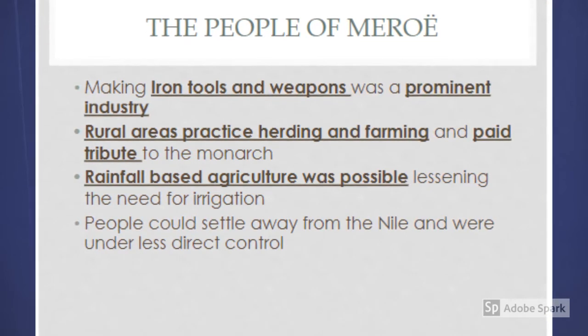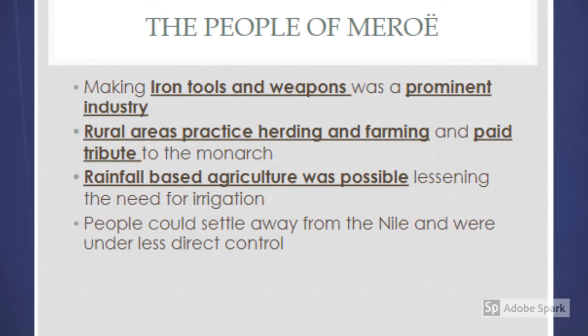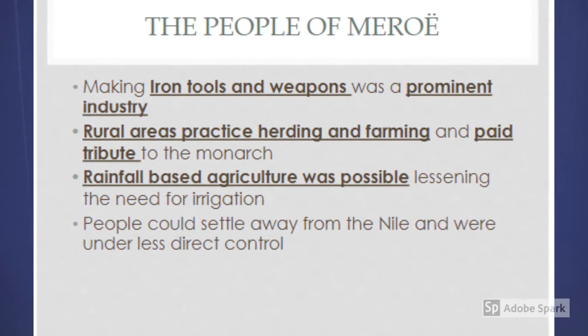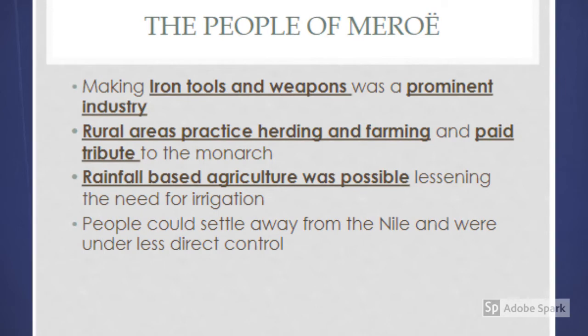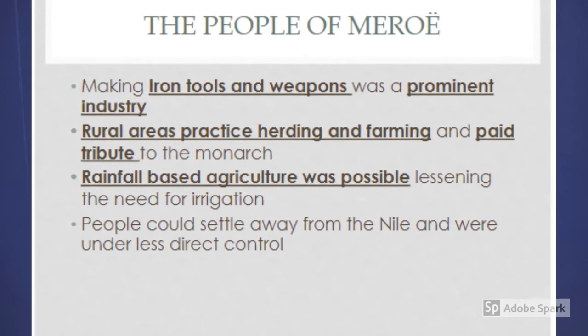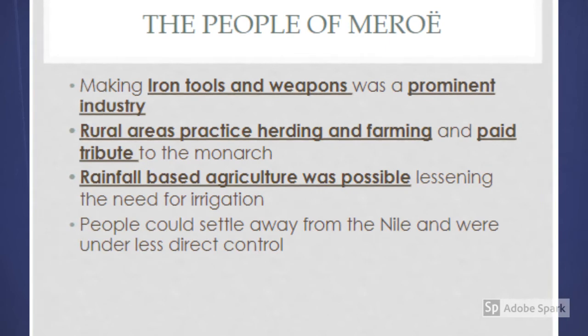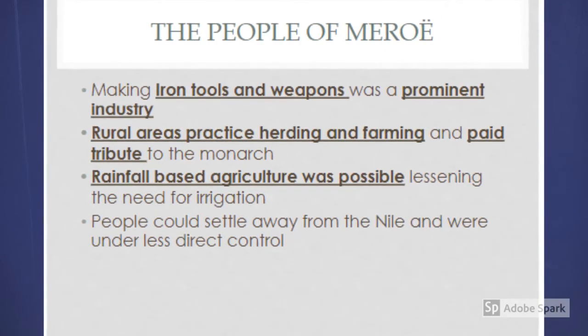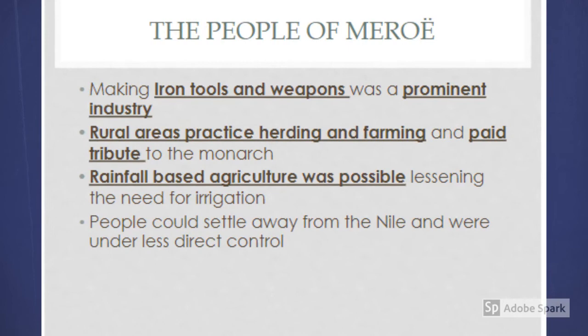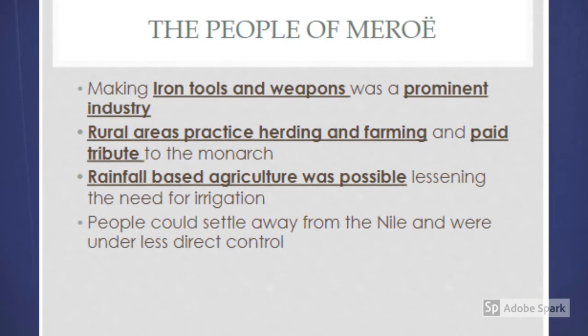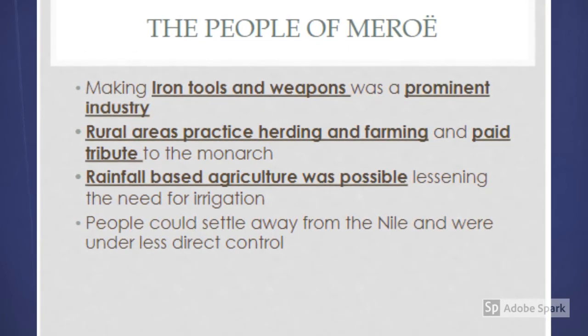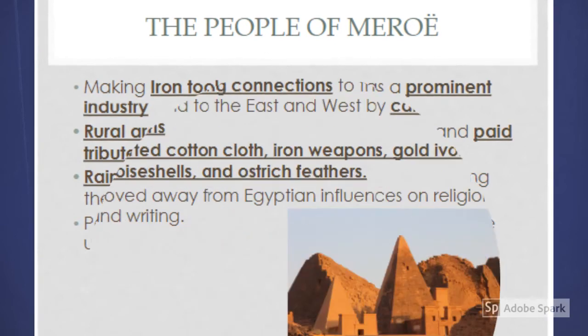Because people didn't need to be close to the Nile for irrigation purposes, they were able to spread out their farms and land. Because a large amount of Meroe's population wasn't in the center of the civilization, most people did not live under direct government control. So Meroe was actually a pretty chill place to live for the most part, as long as you're not one of those sacrificial victims that dies with the king.